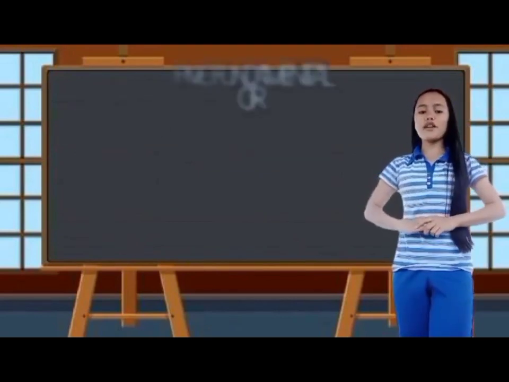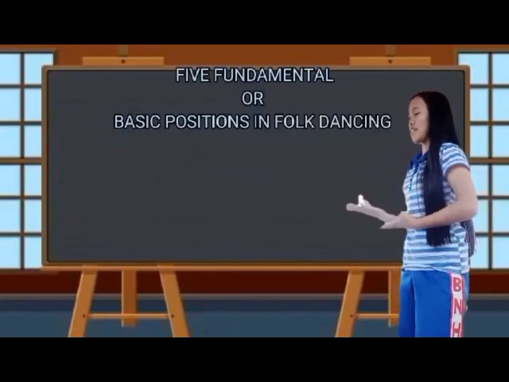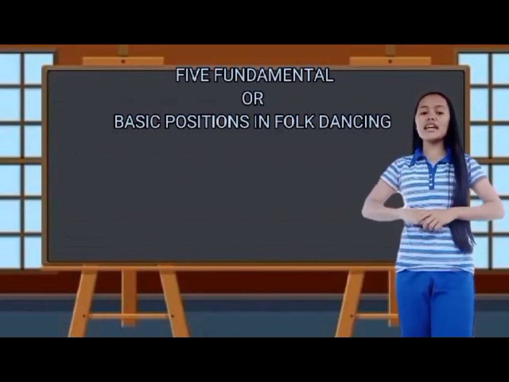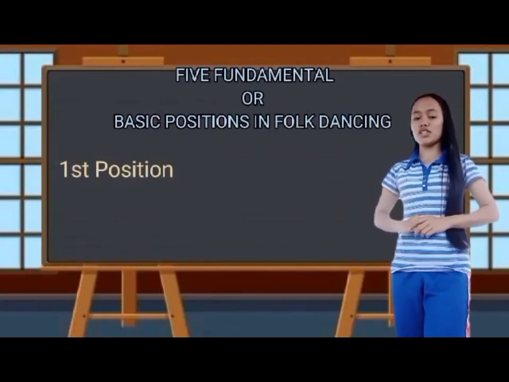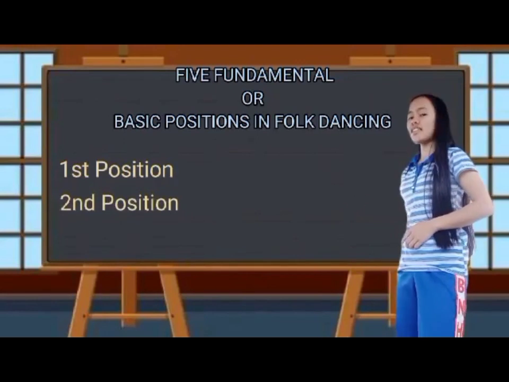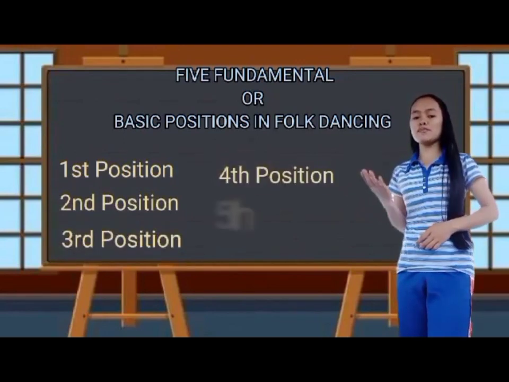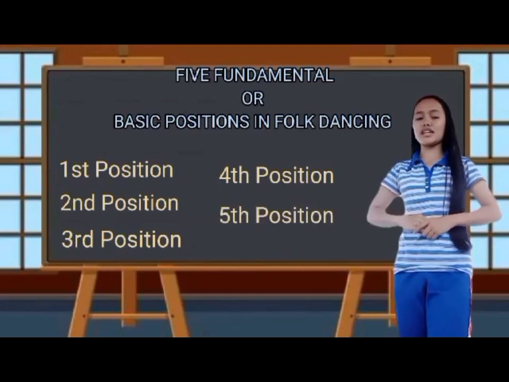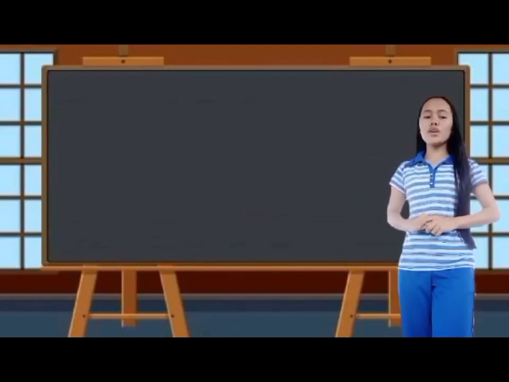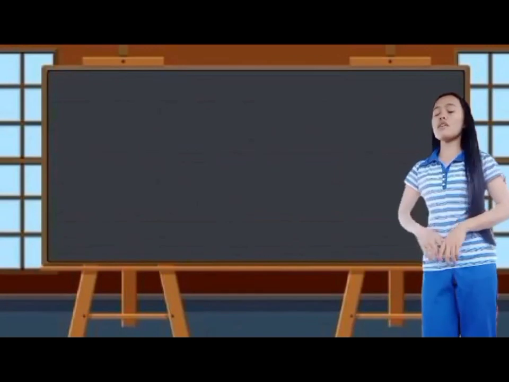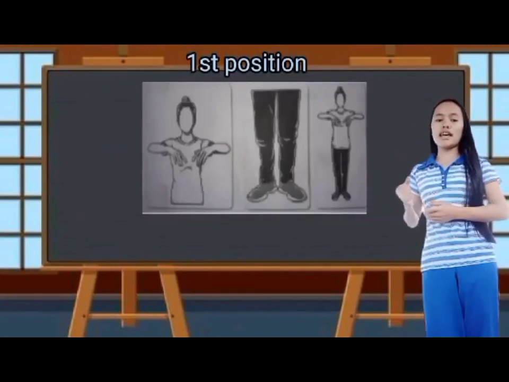So there are 5 fundamental or basic positions in folk dancing, commonly termed as first position, second position, third position, fourth position, and the last is fifth position of the arms and feet. So for now, we have here the example of first position in folk dancing.